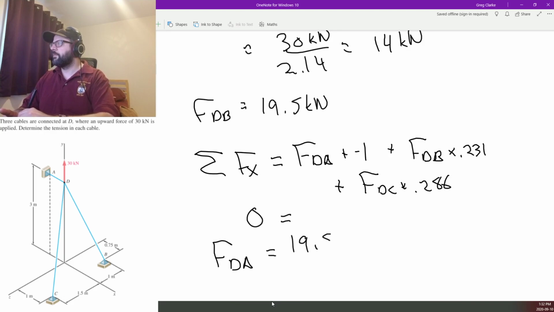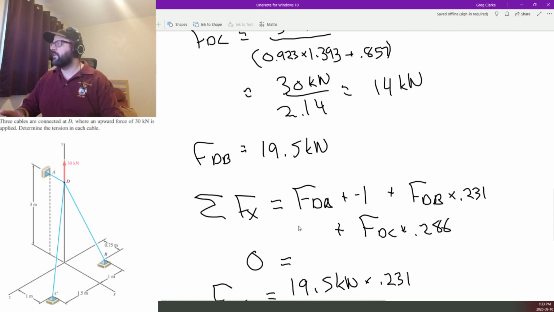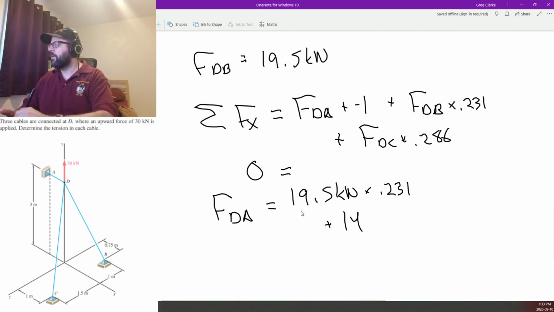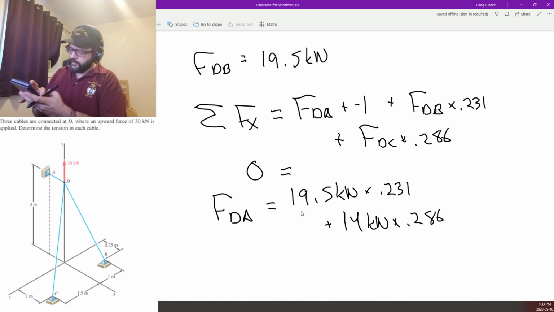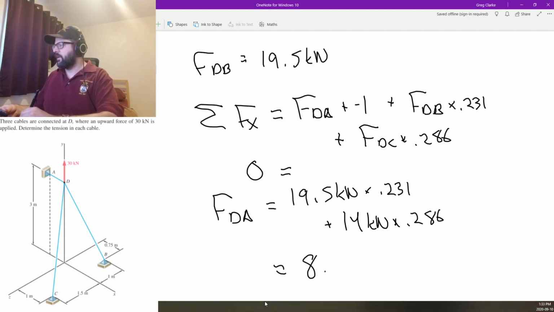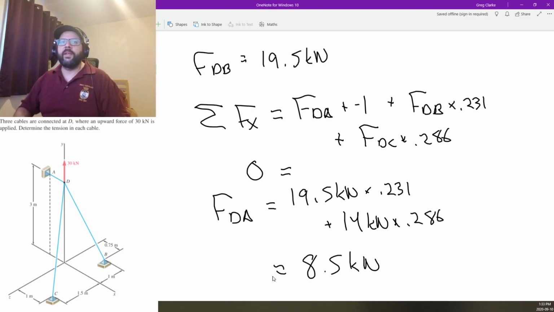So 19.5 kilonewtons times 0.231 plus 14 kilonewtons times 0.286. So 19.5 times 0.231 plus 14 times 0.286. That is going to be 8.5 kilonewtons. So that's that. We've now determined the tension in each cable.